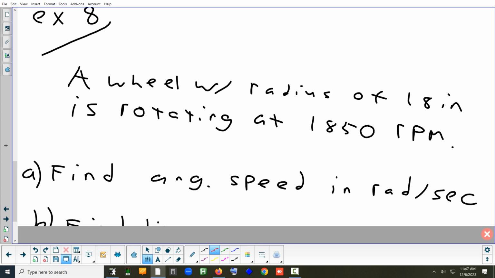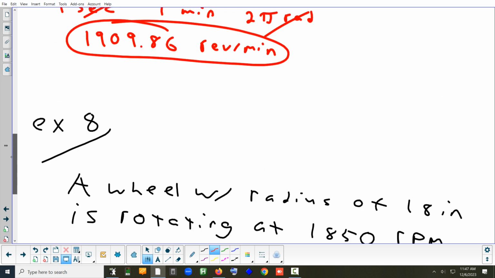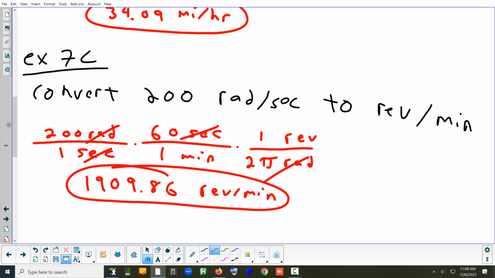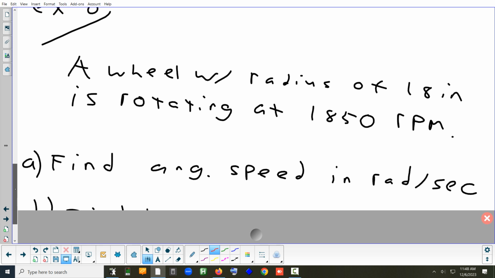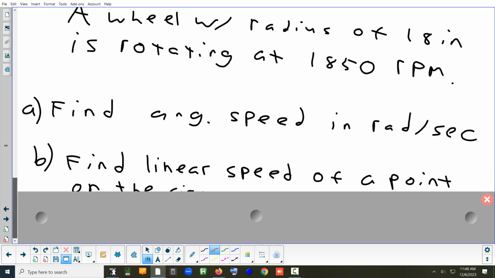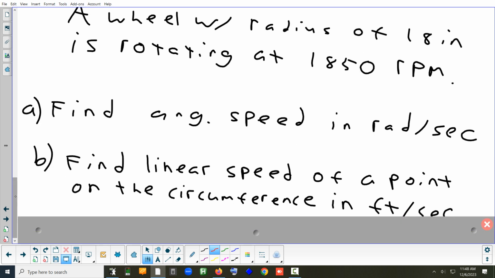Okay, so the first thing they want us to do is find the angular speed in radians per second. That part is very straightforward. It's what we basically just did. We converted a speed from radians per second to revolutions per minute. We're just doing it in reverse. We're going to take revolutions per minute and go to radians per second. And then part B is going to be to convert the angular speed to a linear speed.